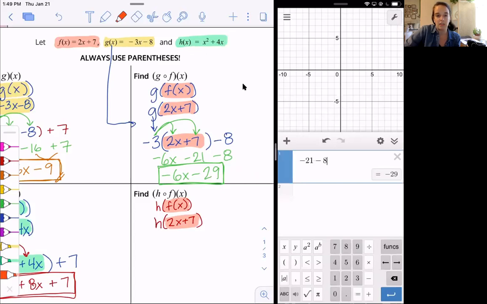Okay, and then what is my h equation? What's my h equation here? It's x squared plus 4x. Notice there's 2 locations of x. There's an x squared and a 4x. In both of those places, I am going to put a big parentheses because I need to take out both x's, and I'm going to put in that 2x plus 7 twice. So it's going to look like this.